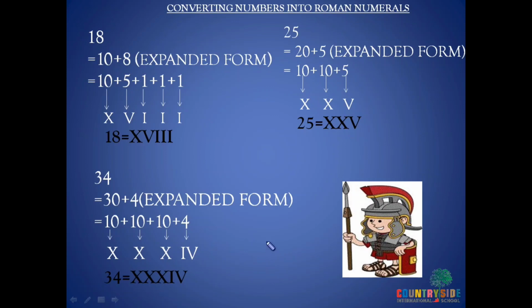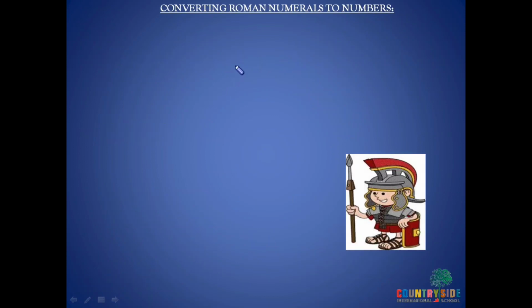Coming to the next question, that is converting Roman numerals to numbers. Now in the question, I will be given a Roman numeral and I have to convert it into a number. So my first step would be dividing the Roman symbols separately. For X I have 10, for V I have 5, for I have 1, for I have 1.